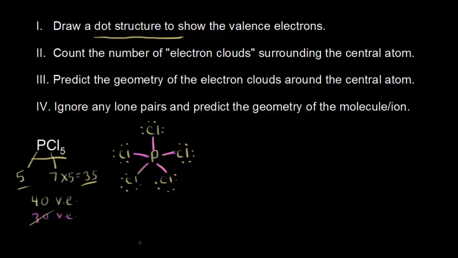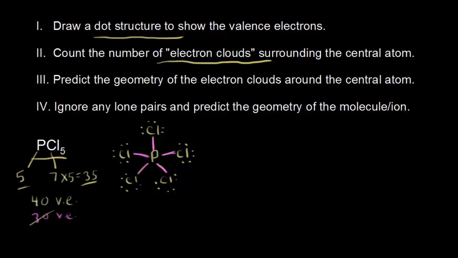Notice that phosphorus is exceeding the octet rule here, right? There are 10 valence electrons around phosphorus, and it's okay for phosphorus to do that because it's in period 3 on the periodic table. I like to think about formal charge, and if you assign a formal charge to phosphorus, you'll see it has a formal charge of 0, and that helps to explain, for me anyway, the resulting dot structure.